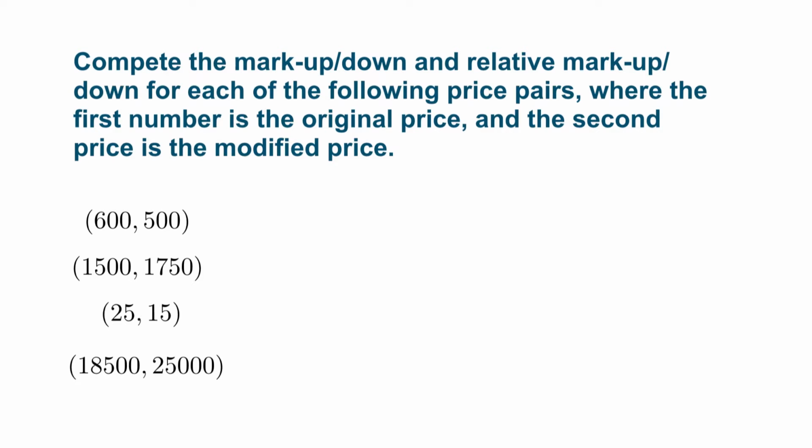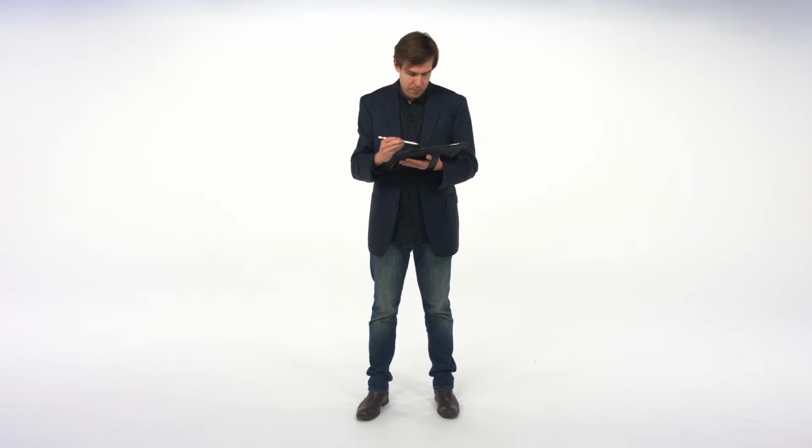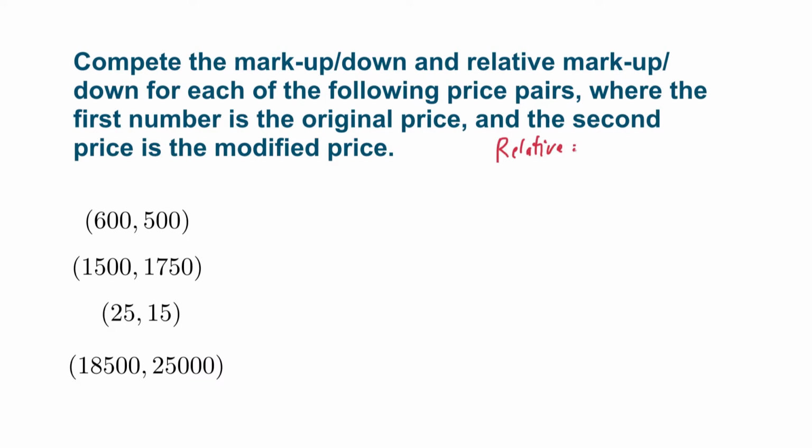Let's look at some examples. For each of these pairs, we have an old price and a new price. We want to determine whether it was marked up or down, what the absolute markup or markdown is, that is just the difference, and then the relative markdown or markup. So relative equals absolute divided by original. So let's do it.